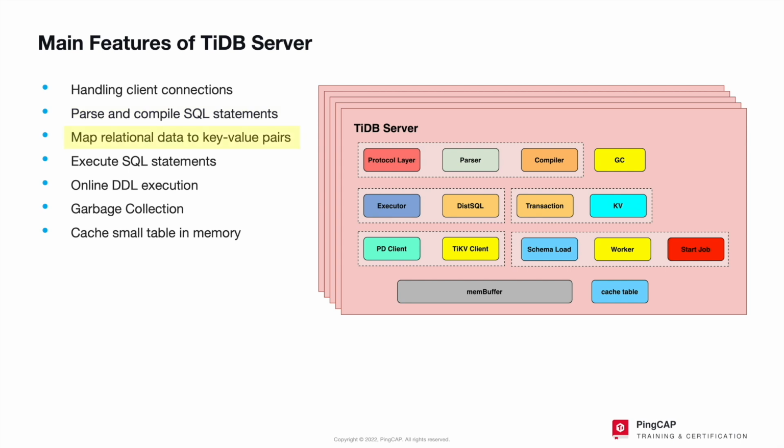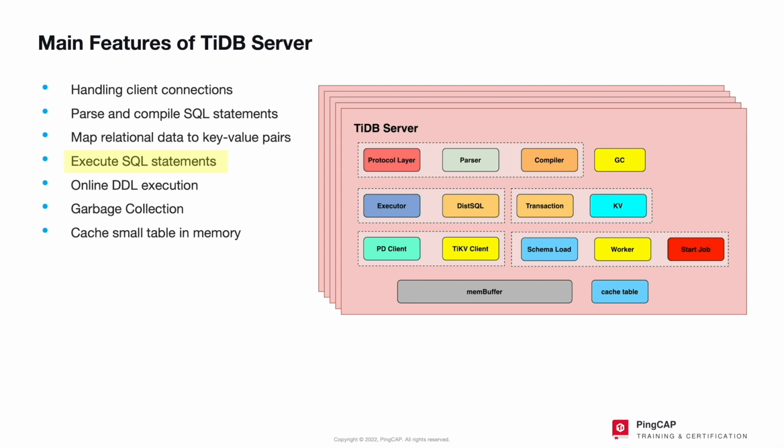3. Converting relational data to key value pairs. Since data is stored on TiKV in the form of key value pairs, there's a big difference between relational data, such as table, index, row, and a key value structure. In order to execute SQL, TiDB must convert relational data to key value pairs so that it can be stored in TiKV.